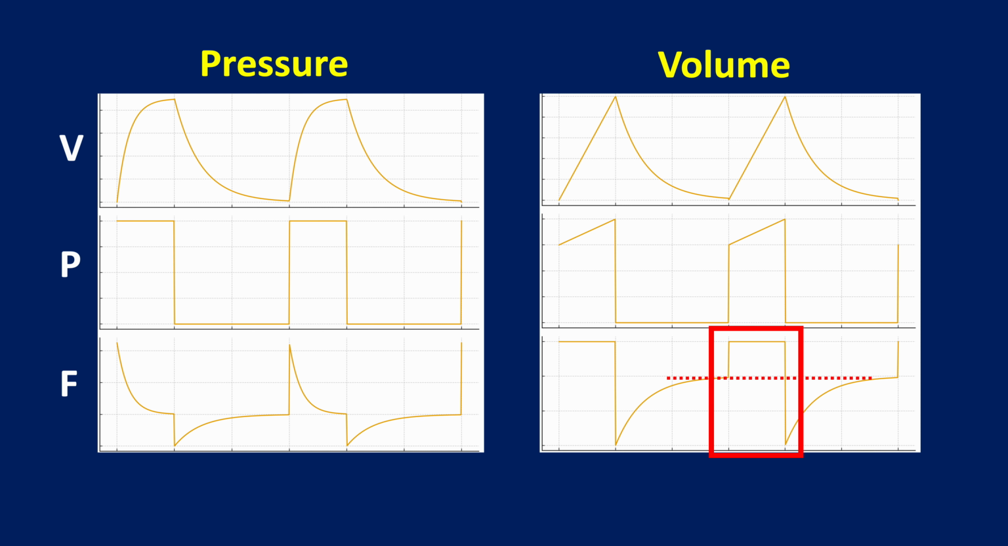Now let's discuss volume ventilation. So we set the tidal volume which we wish to achieve, and the ventilator will aim to deliver this. The ventilator delivers a constant flow square waveform throughout the inspiration before dropping back to baseline. During exhalation, there is reverse flow or negative flow before returning back to baseline.